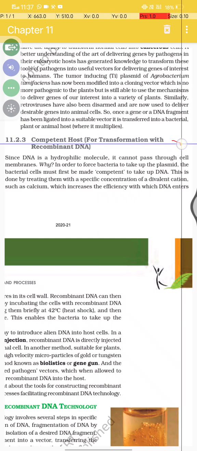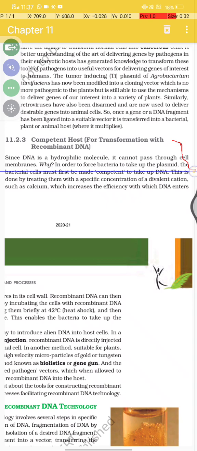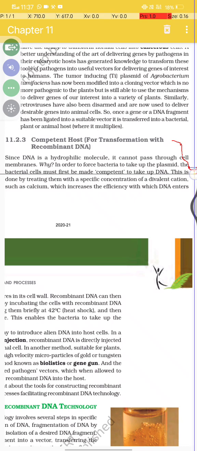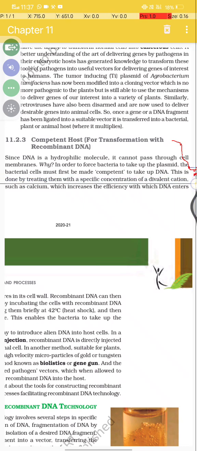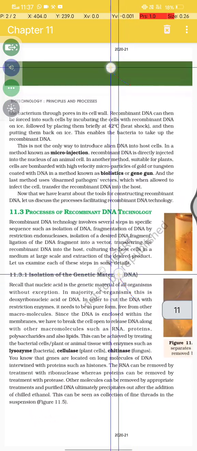11.2.3 Competent host, meaning the host is made ready for transformation with the recombinant DNA. Since DNA is a hydrophilic molecule, it cannot pass through the cell membrane. In order for a bacterium to take up the plasmid, the bacterial cell must be made competent to take up DNA. This is done by treating them with a specific concentration of a divalent cation such as calcium, which increases the efficiency with which DNA enters.